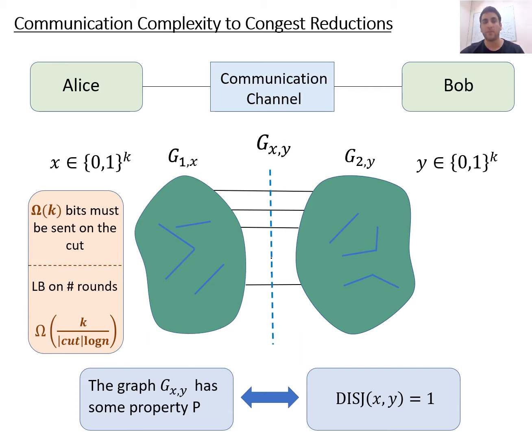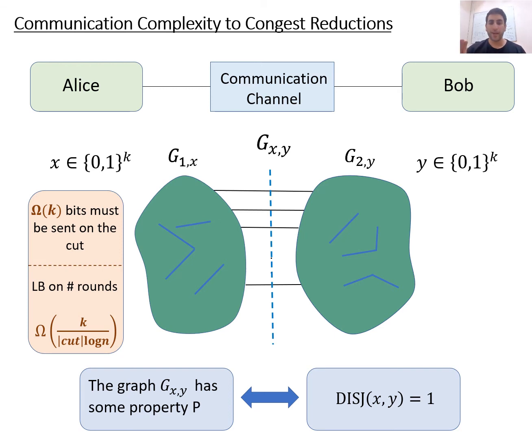Any algorithm must send omega of k bits on this cut, because otherwise we would get a better protocol for set disjointness. And because we are in the CONGEST model, on each edge of the cut we can send log n bits in each round, so we get a lower bound on the number of rounds, which is omega of k over the size of the cut times log n. So that's the high-level idea of this framework.